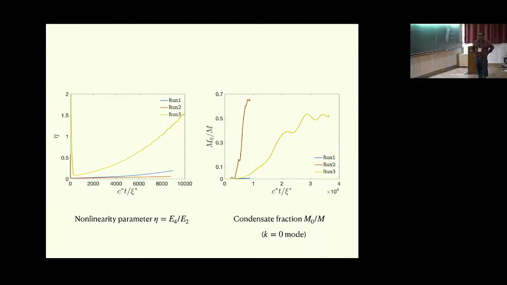So the blue one, okay, I have not run very long. Run 1 is the blue curve. The nonlinearity is slowly growing. But if I run very long, and these are 3D runs, very long runs, with the nonlinearity going down, the process evolves very, very painfully slowly.